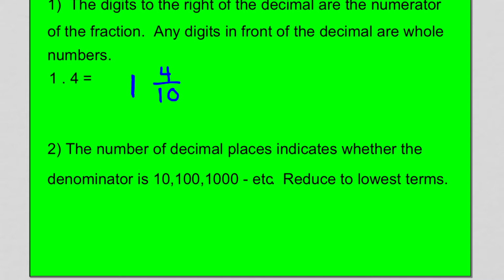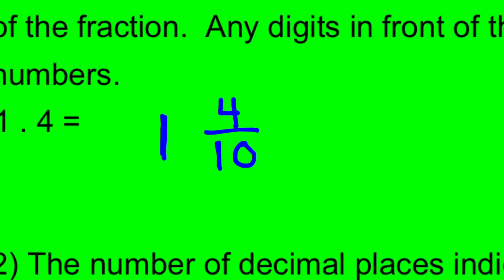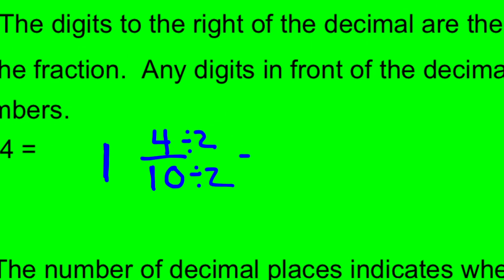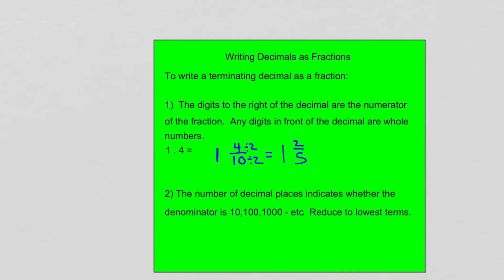Always reduce to lowest terms. We've been doing that almost since the start of the year. The greatest common factor of 4 and 10 is 2. So I'm going to divide the numerator and denominator by 2. And that's going to give me 1 and 2/5. And there's my terminating decimal turned into a fraction in lowest terms.